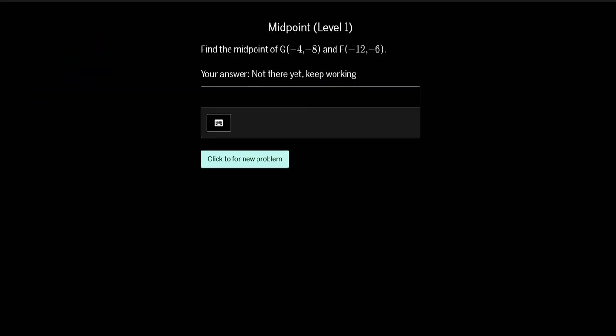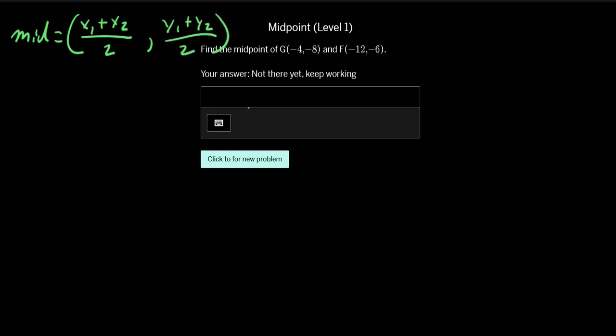For this question, we are finding the midpoint given 2 points. These 2 points create the segment GF, and we want to find the midpoint for this segment. So the midpoint formula is x1 plus x2, divided by 2, and that makes up our x coordinate. And then y1 plus y2 over 2 creates our y part of the coordinate.